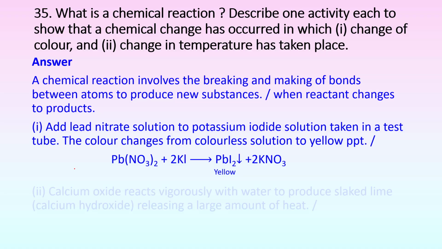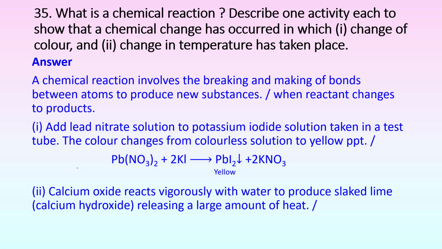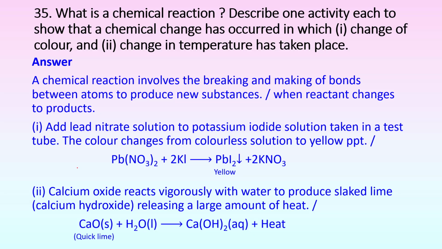Next, calcium oxide reacts vigorously with water to produce slaked lime, releasing a large amount of heat, and the reaction here is CaO plus H2O gives rise to Ca(OH)2 plus heat, and here CaO is calcium oxide, that is quicklime, and Ca(OH)2 is calcium hydroxide, that is slaked lime.